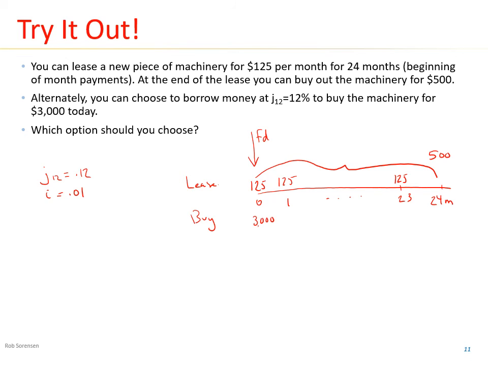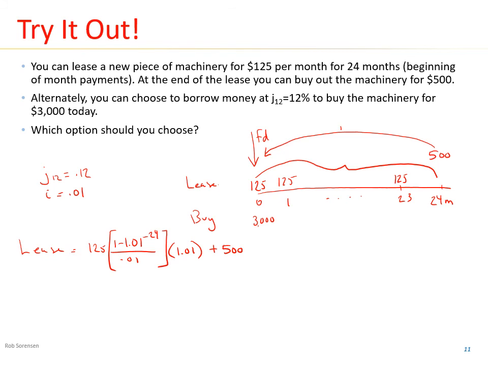Let's work out the present value then of the lease option. Well, that's the $125 a month we would have to pay for 24 months. And it's an annuity due. But don't forget, we also have to pay, so plus 500. Is the 500 in the right place, though? It's not at the focal date, is it? So we're going to have to bring that back 24 months as well. That will be the entire present value of the lease.